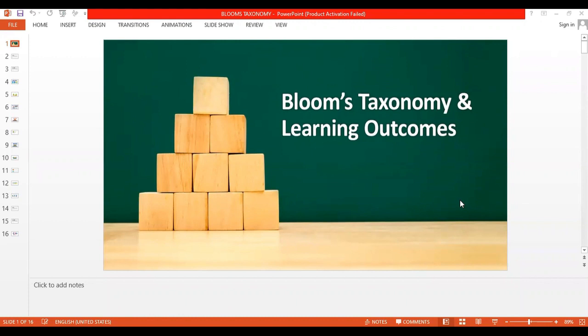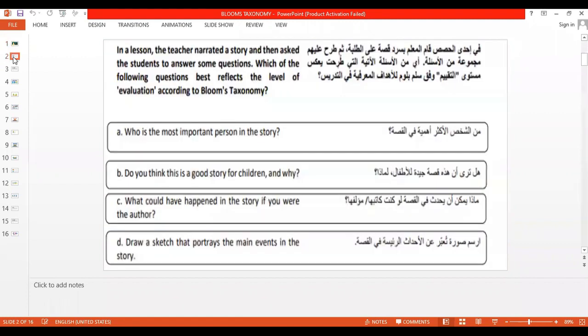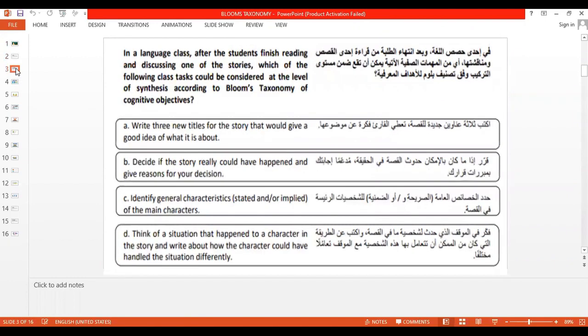Today we will see Bloom's taxonomy. Bloom's taxonomy is a set of three hierarchical models used to classify educational learning objectives into levels of complexity and specificity. Before going into that, as usual, go through these questions. Two questions are given. Do not skip. Pause, read, try to answer these questions.